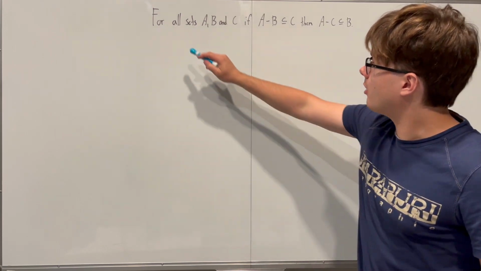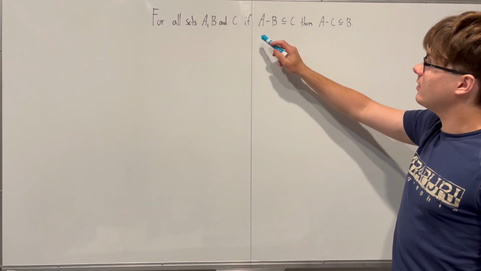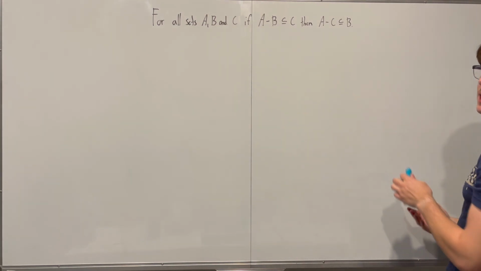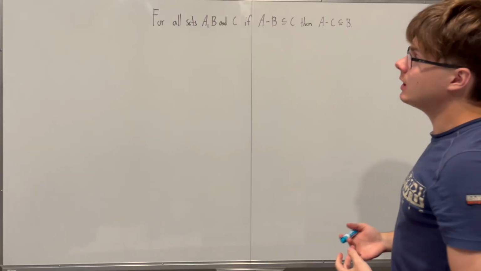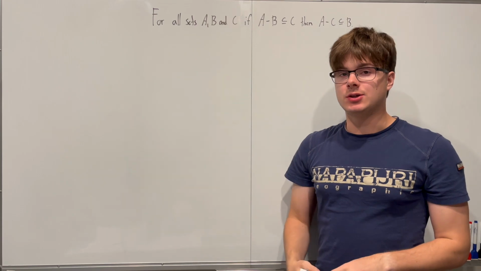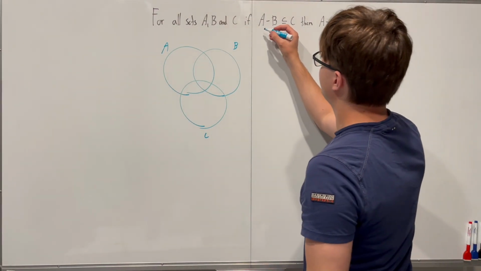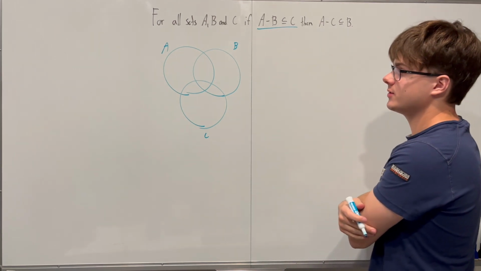Is it true that for all sets A, B, and C, if A minus B is a subset of C, then A minus C is a subset of B? Well, let's draw a diagram to see if that's going to be true. Okay, so what does it mean for A minus B to be a subset of C?